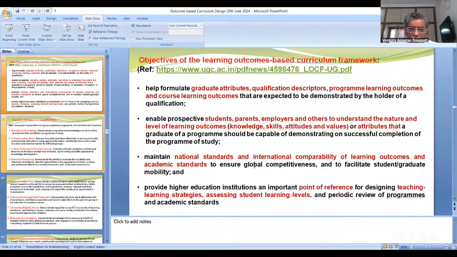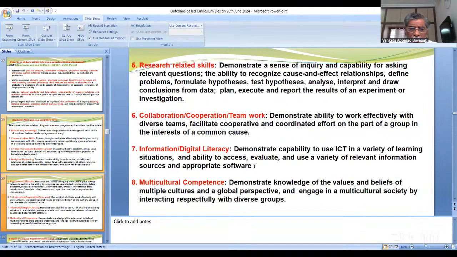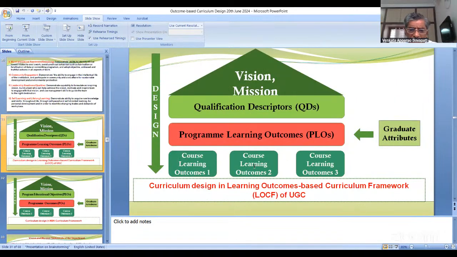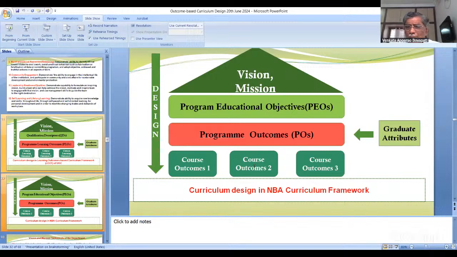So I am skipping the learning outcomes based curriculum framework. I am directly coming to NBA curriculum framework, because it is College of Management, Engineering and Management. You don't have participants from social sciences, psychology, arts, etc., right? Therefore, directly I have come to NBA framework, curriculum design in NBA framework.